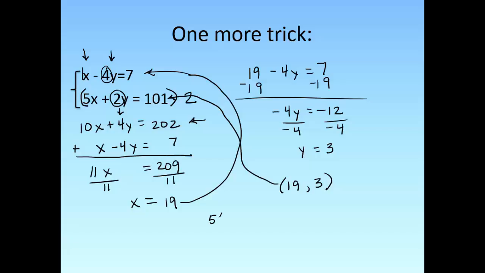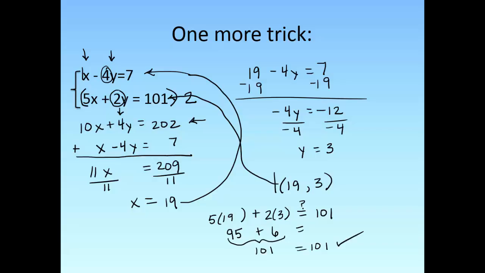So 5 times 19 plus 2 times 3 should be equal to 101. Well, let's see. 5 times 19 is 95, and 2 times 3 is 6, and if you add those together, it's 101. So that works, and this is the correct answer.